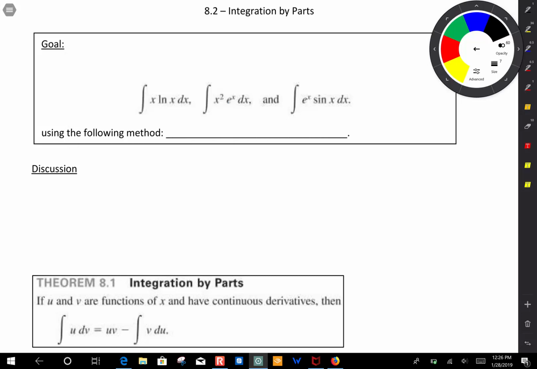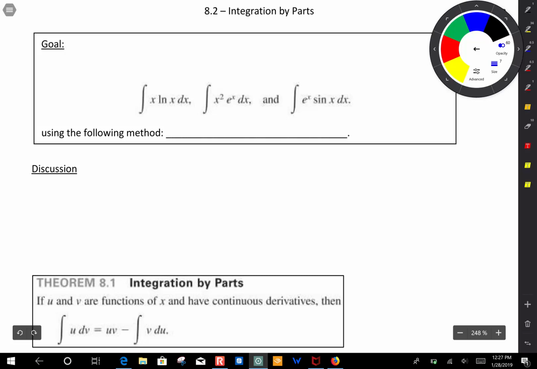Okay, class, welcome to the video of 8.2. We're going to be talking about integration by parts. Throughout these videos, I'm not going to do the whole lecture at once. I'm going to do it per slide. So this is just the introduction. This is going to go over what integration by parts is, where it comes from, and what it's all about. Okay, so I'm going to jump right in.